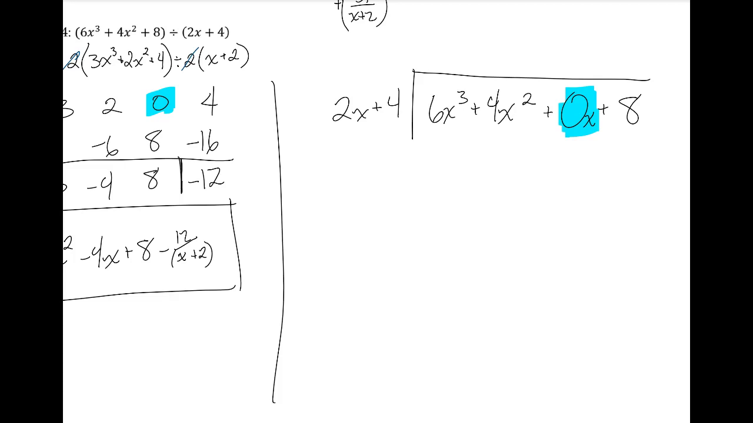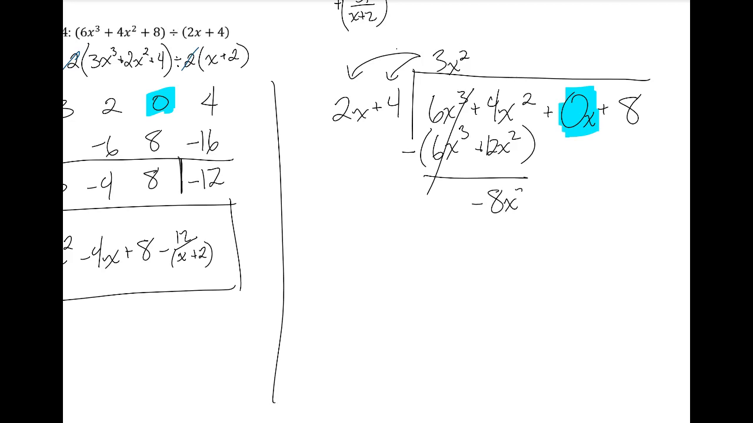So look at this first number, and my process still remains the same. I need to create this using 2x. So 2 times 3 would give me 6, and x times x squared would give me x cubed. And once I do that, I'm going to distribute it through to both terms to get my new binomial. Okay, but again, I'm subtracting this, so those go away. That was the whole point. That leaves me with negative 8x squared. And I'm going to carry this down, plus 0x.